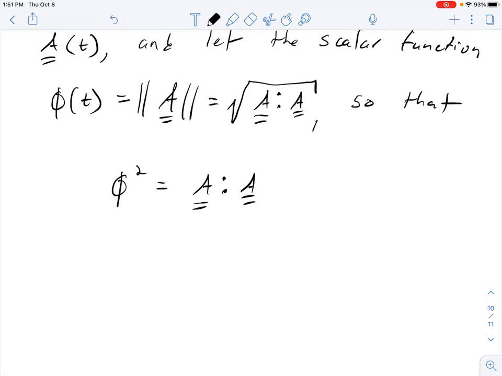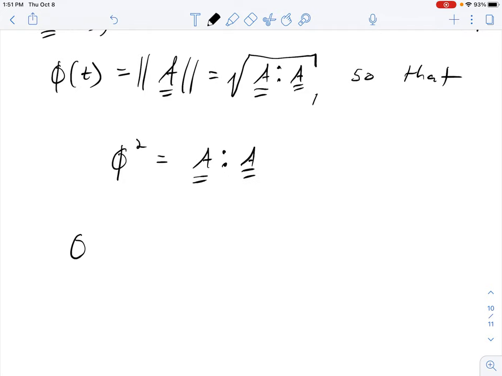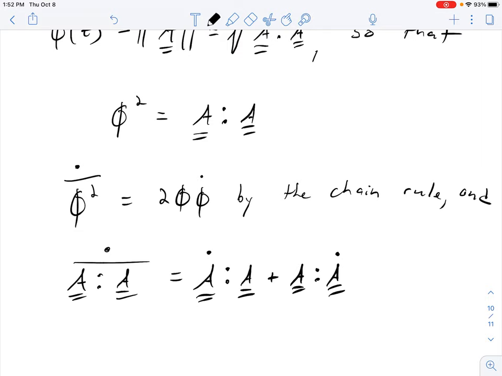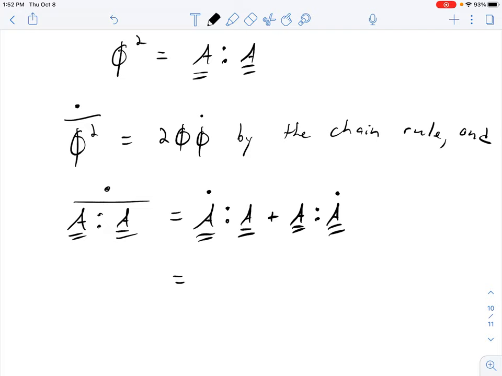All right, well then the time derivative of phi squared is going to be 2 phi, phi dot by the chain rule. And the time derivative of A interproducted with itself is equal to the time derivative of A interproducted with A plus A interproducted with its time derivative, but the interproduct is symmetric, so that is equal to 2 A dot like that.